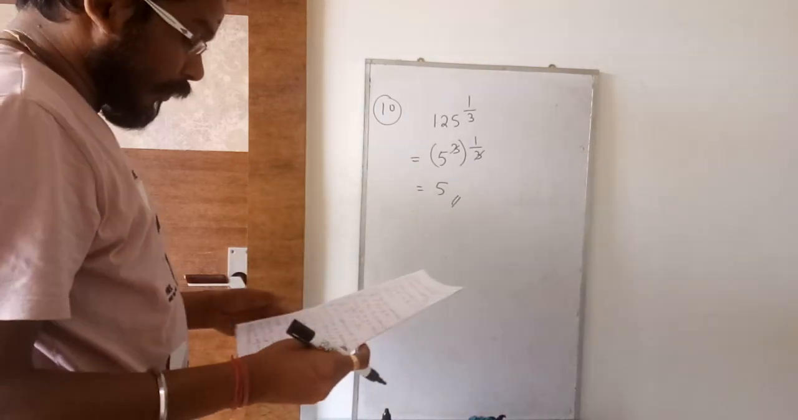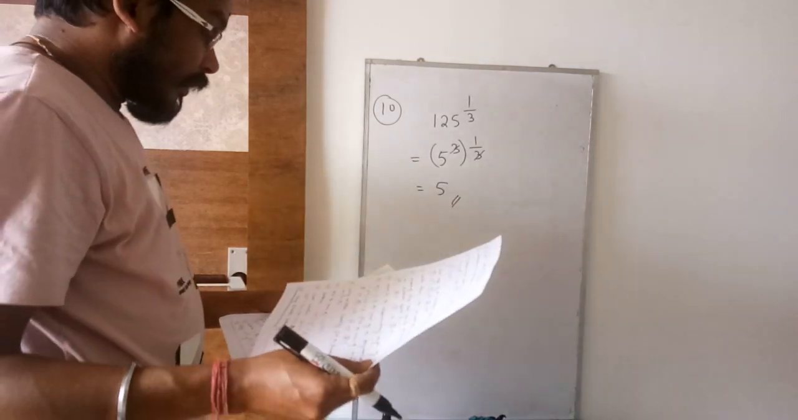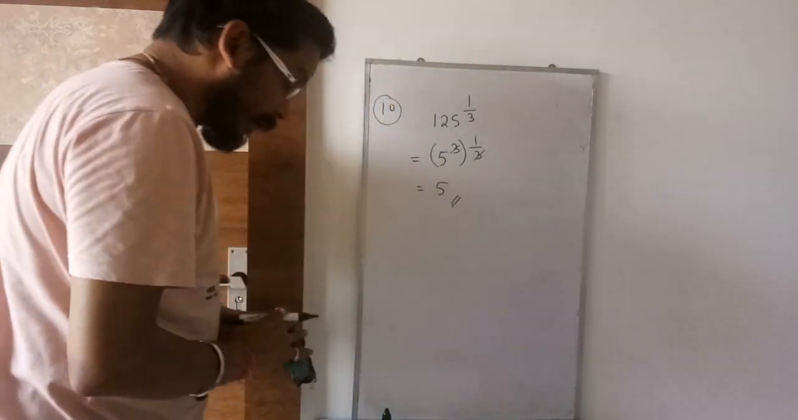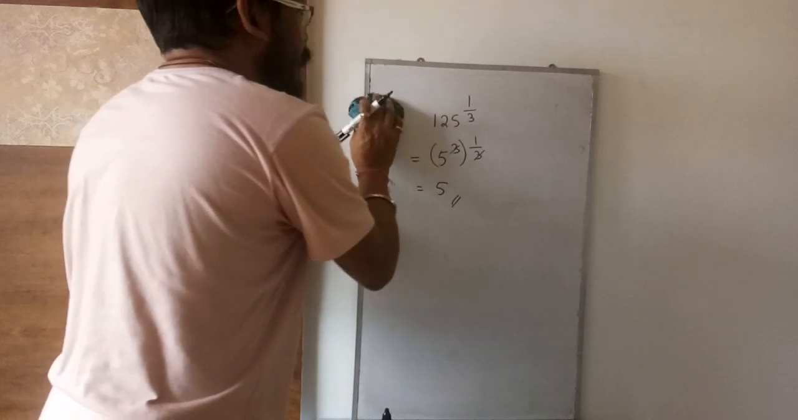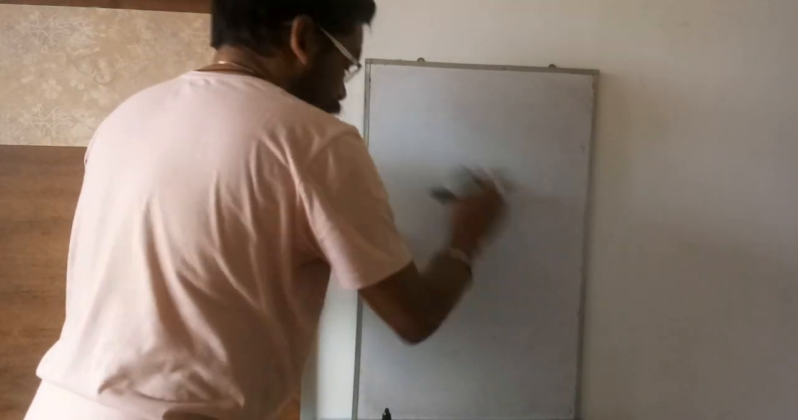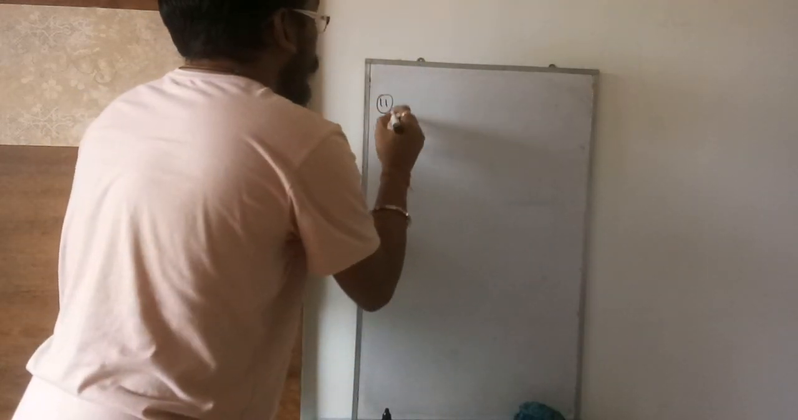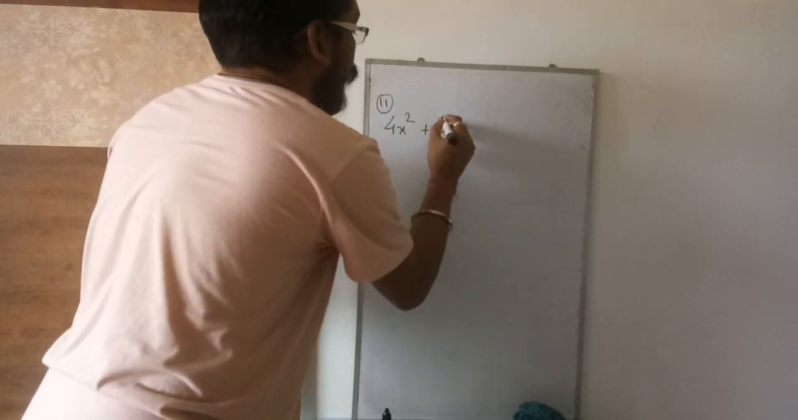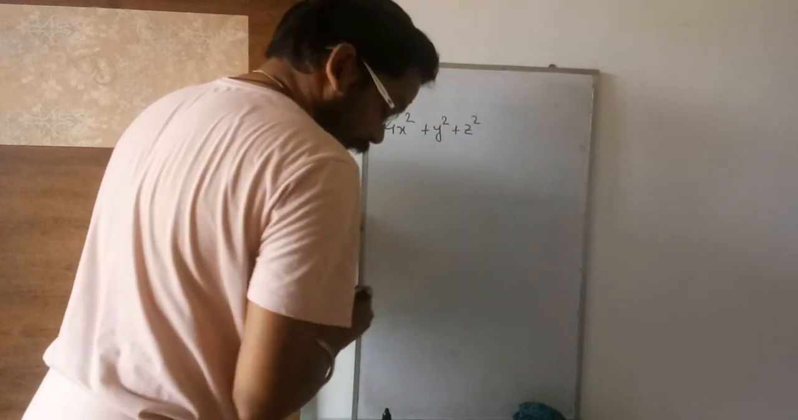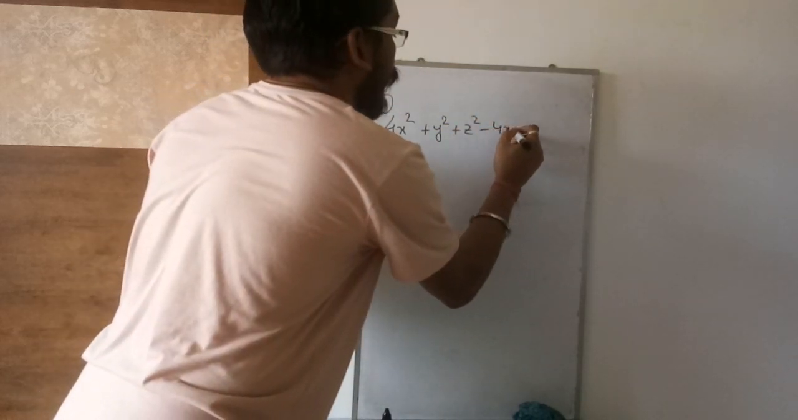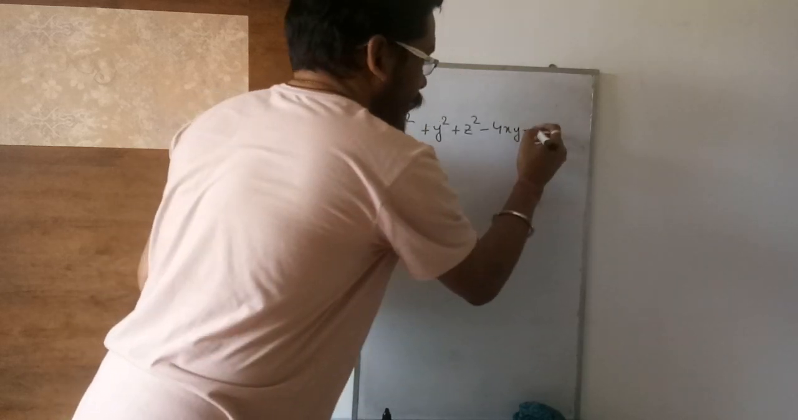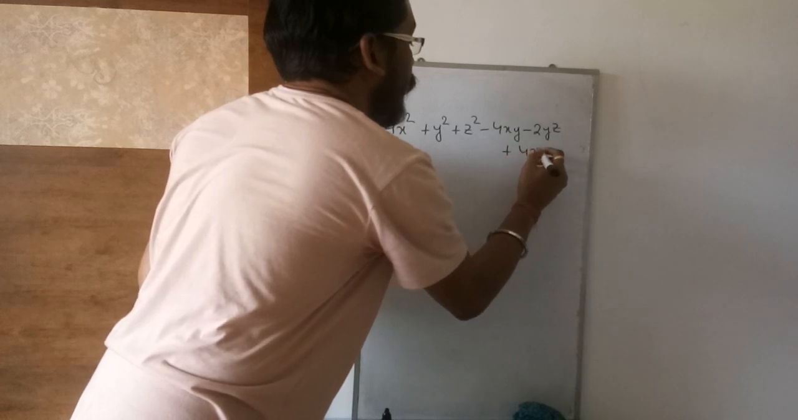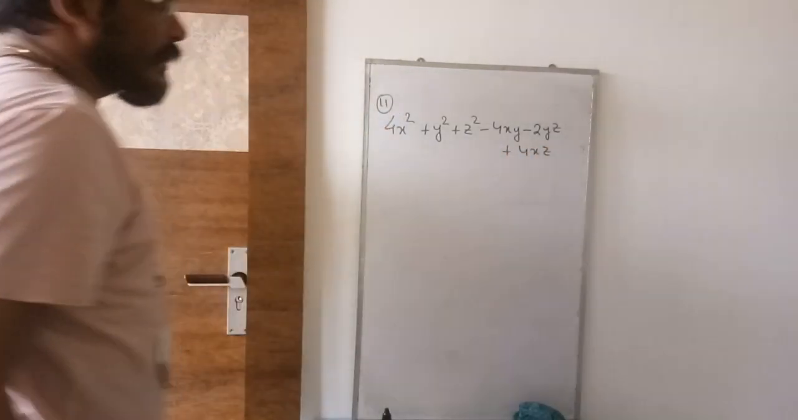Okay. Then we will go for question number 11. So 11, what did they say? 11 they have said 4x square plus y square plus z square minus 4xy minus 2yz plus 4xz. So I have to factorize it.